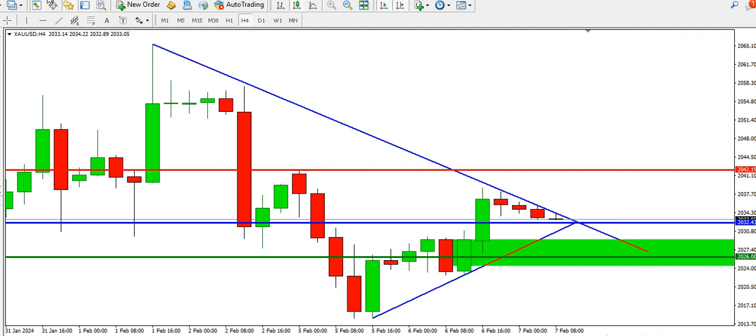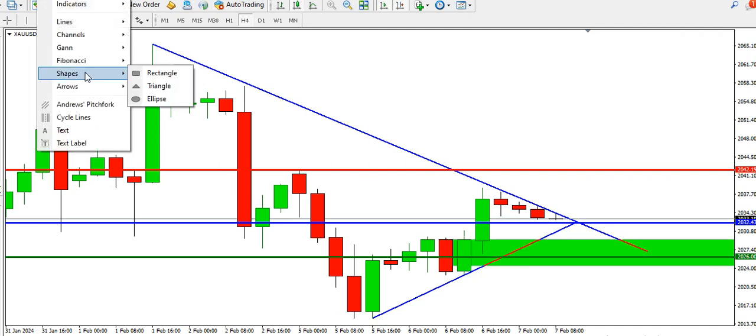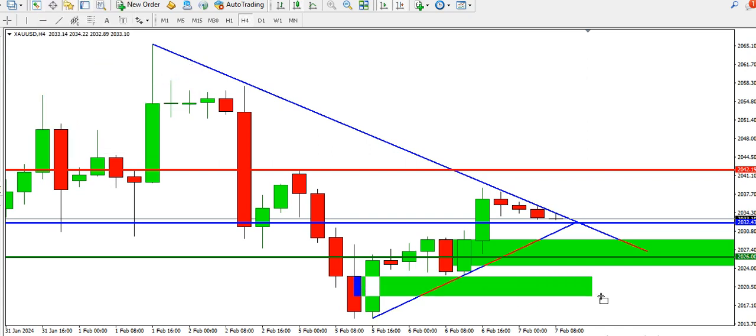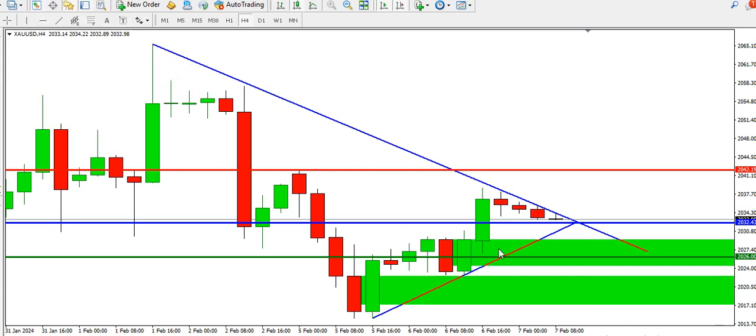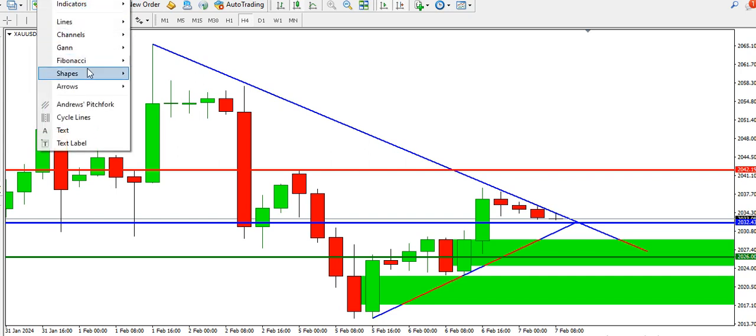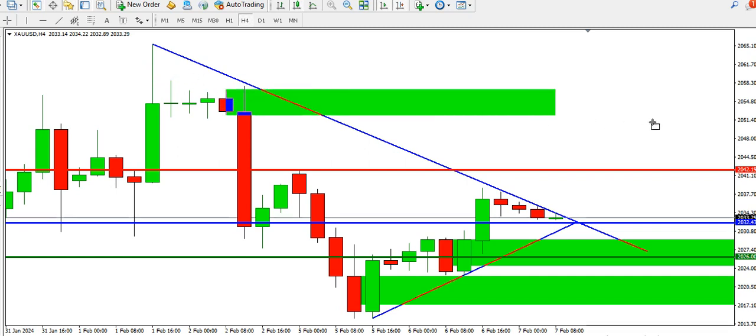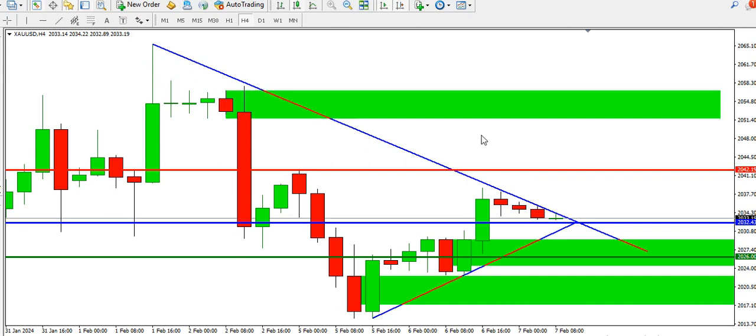We also have another demand level around here. We expect price to also bounce around here. Let's take a look at the supply level, where we expect price to drop. We expect price to drop around here on the supply level. That's for the 4-hour charts.